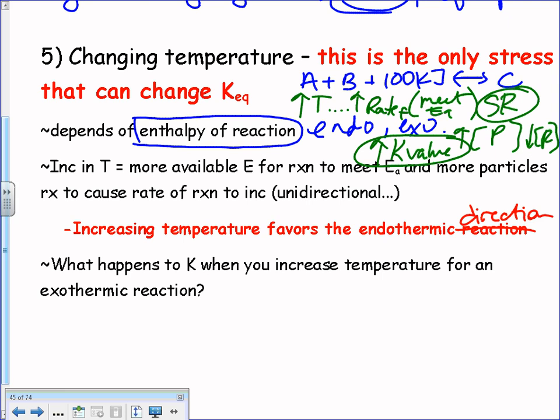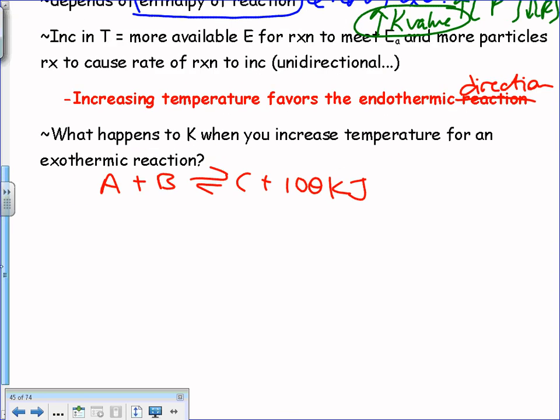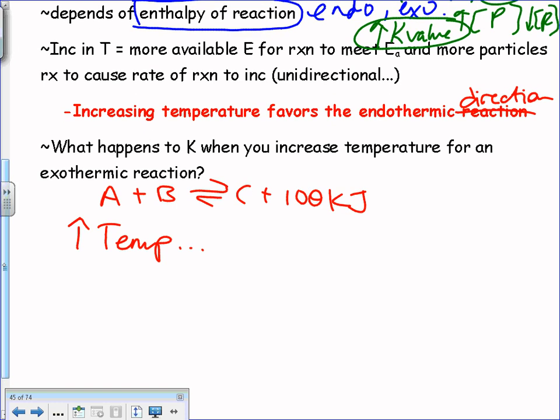So I'm going to set up an exothermic reaction. I want you guys to tell me what's going on here. So A plus B equilibrates to C plus 100. So if I increase the temperature, you talk me through it. What happens? Increase the rate. Increase the rate of what though? Formation. Formation of reactants or products?